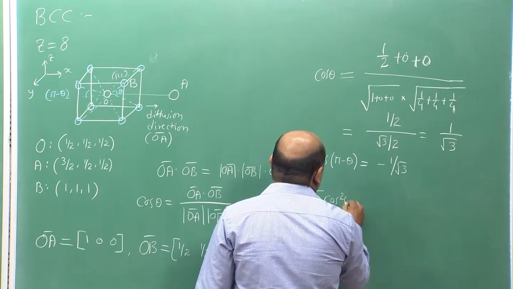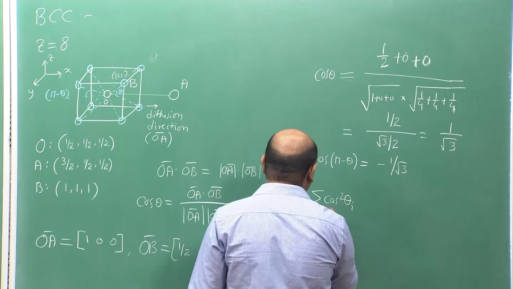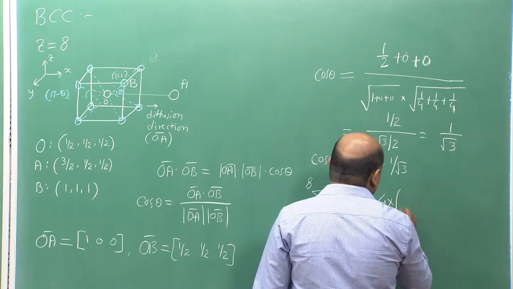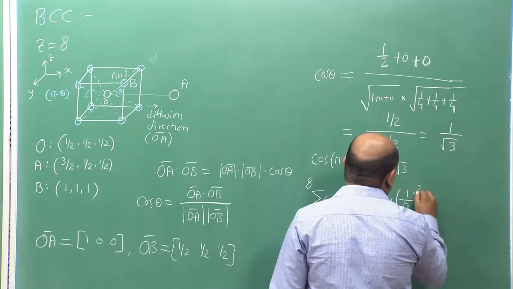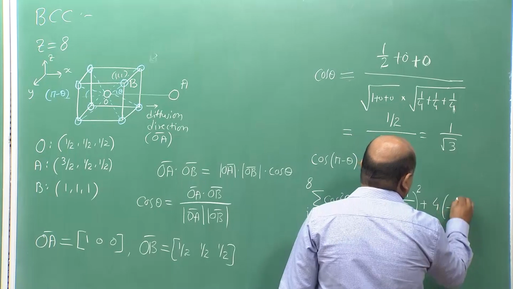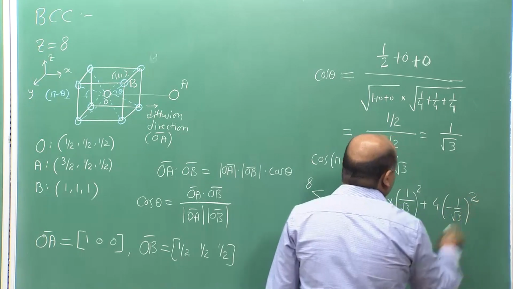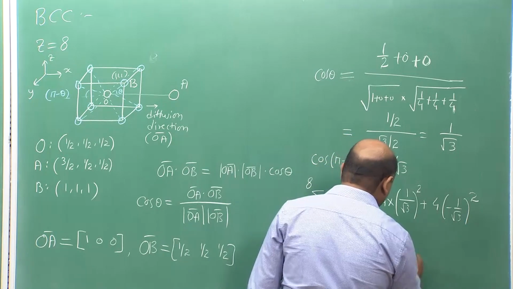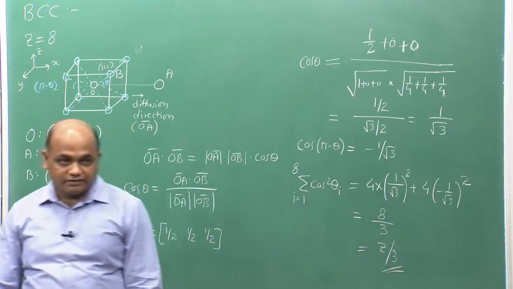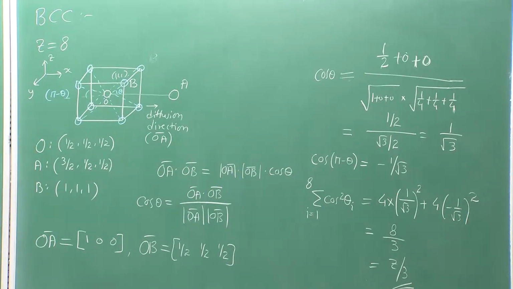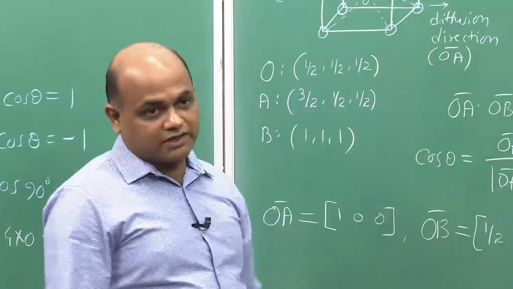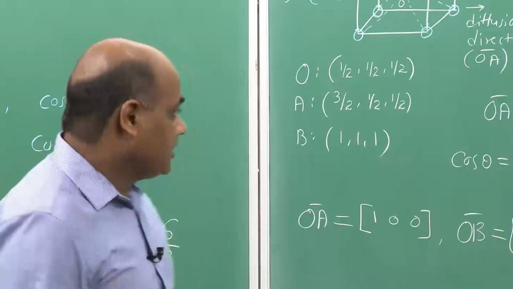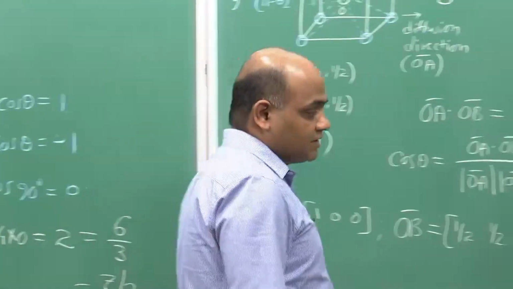Summation of cos square theta i, where i equal to 1 to z, z in this case is 8, would be 4 jump vectors making 1 by root 3 plus 4 jump vectors making minus 1 by root 3. So, that should be equal to 8 by 3, which is again z by 3. Okay. So, this you can show for any diffusion direction, right. We are showing for one particular, but you take any diffusion direction and you will get the same result.